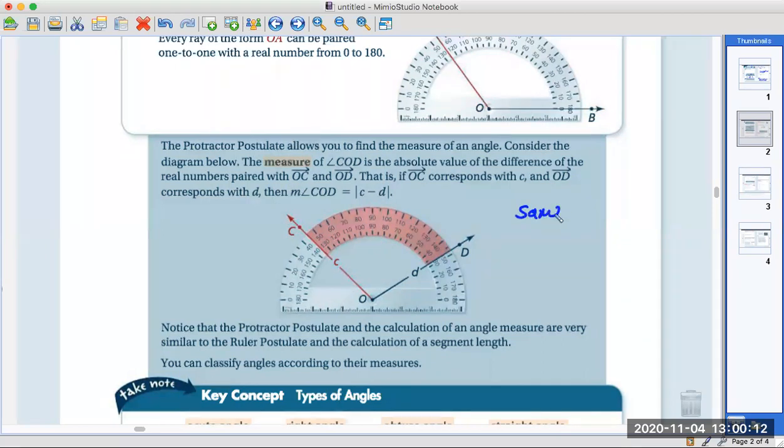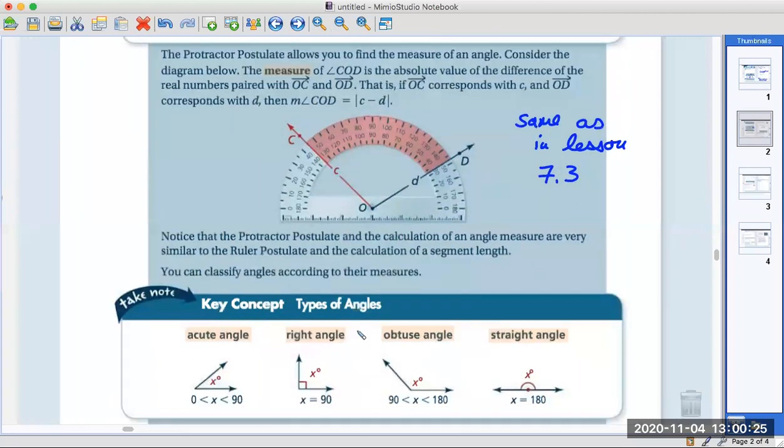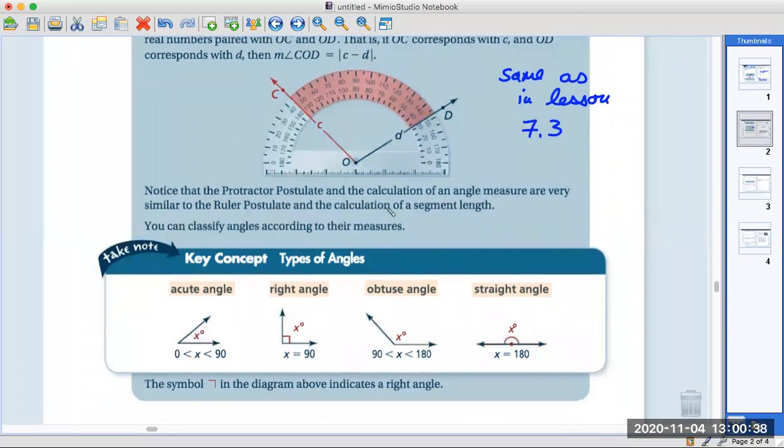I'm going to write same as in lesson 7.3. Okay, please watch the lessons in sequence. It says it right here. Notice that this postulate is very similar to the ruler postulate of the segment length. It's the very same thing. It means you can assign a number to an angle or segment.